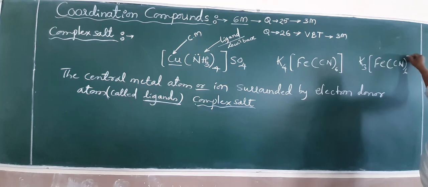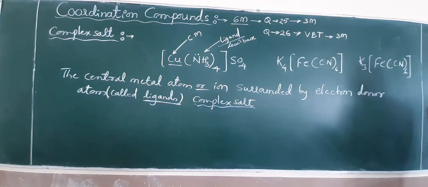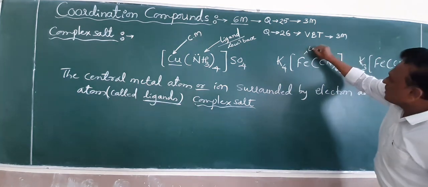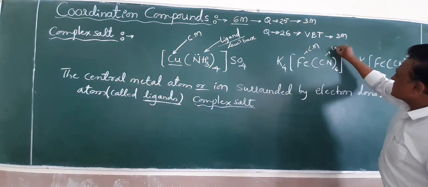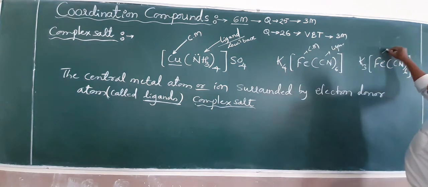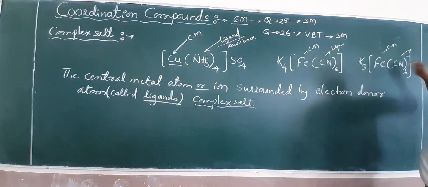K3[Fe(CN)6]. These are the complexes. Here iron is the central metal, and cyanide is a ligand.